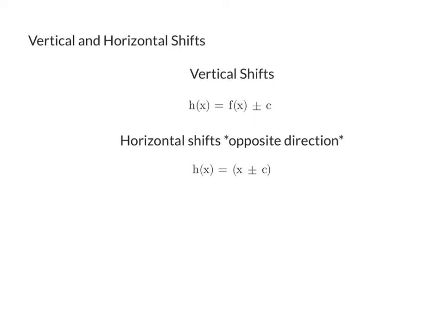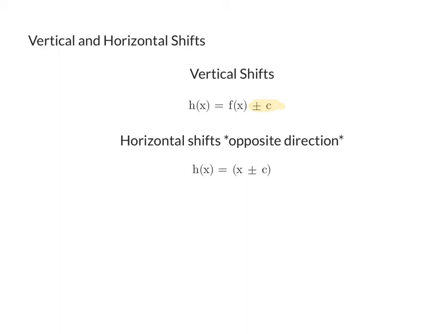Alrighty, so vertical and horizontal shifts. Vertical shifts tend to take place at the end of the function. They take place at the end of the function, so you'll see a plus or minus of a number at the end of your function.